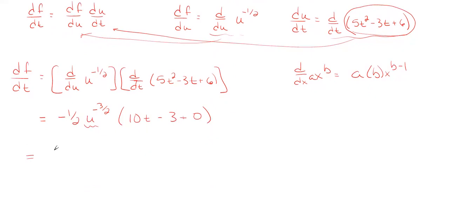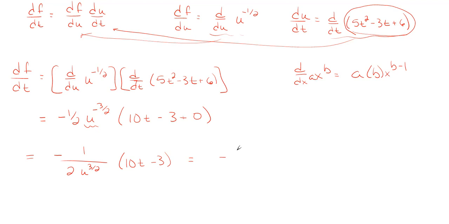Let's do some rearranging before we actually plug that in. So it'd be minus 1 over 2 u to the 3/2 power. Since it's a negative power, it goes in the denominator. And then we would just have that multiplied by 10t minus 3. So now what I'm going to do is plug in my u here, and I'm going to throw the 10t minus 3 up the top.